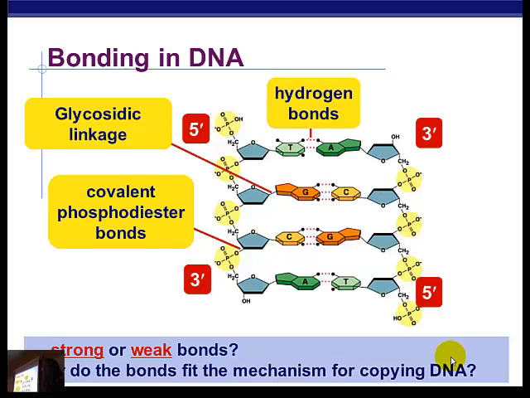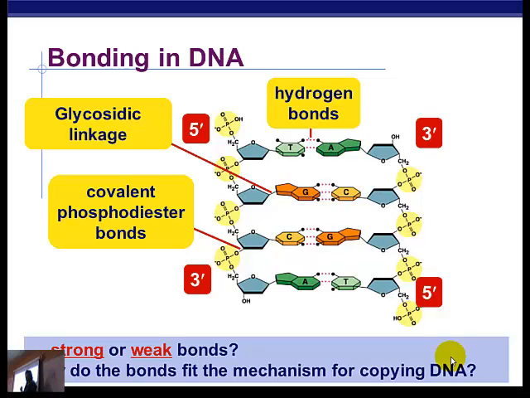This is an important bond as well. Phosphodiester bond or an ester bond. Phosphodiester bond. Look where this is. 1, 2, 3. It's between the 3' carbon and the phosphate group.